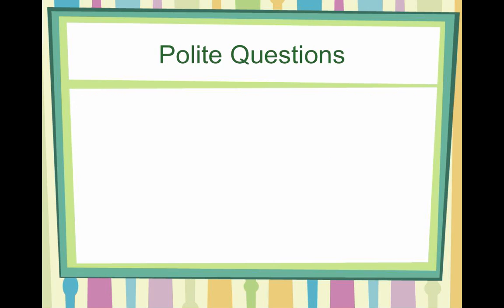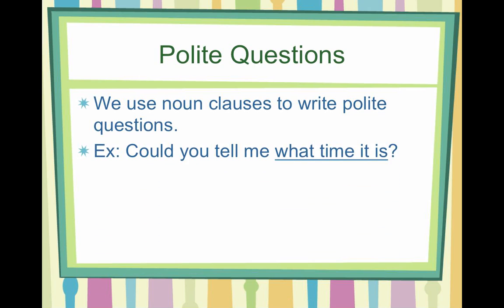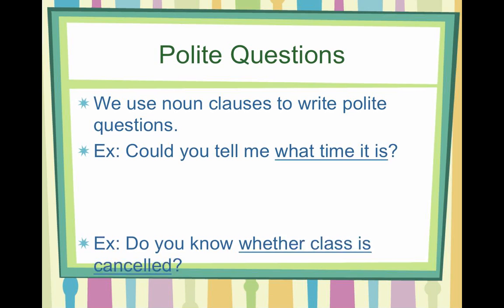The noun clauses are very helpful when thinking about polite questions. We actually use noun clauses when we ask or write polite questions. For example, could you tell me what time it is? This is a much more polite way to ask the time from someone, especially from a stranger, than just going up to a stranger and asking, what time is it? This is much more appropriate, and we like to use indirect or polite questions when asking.